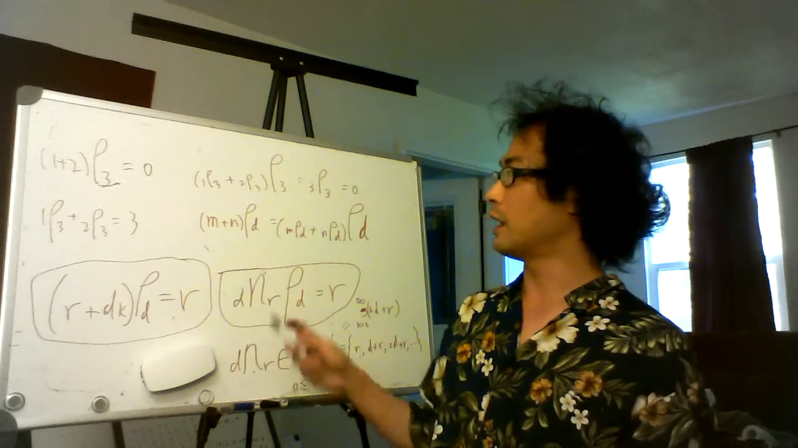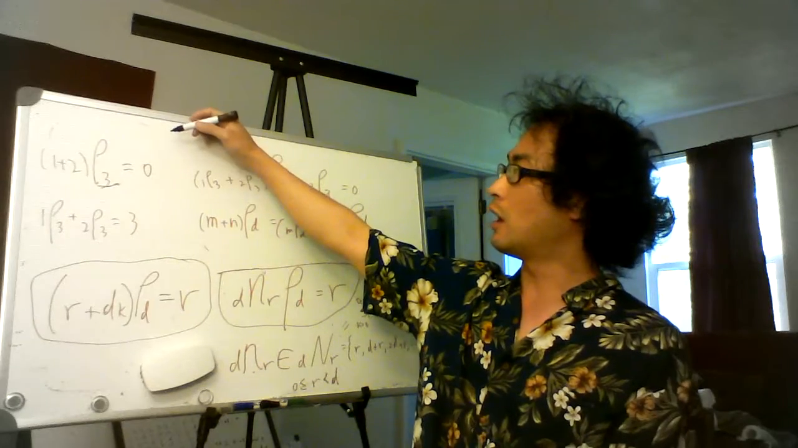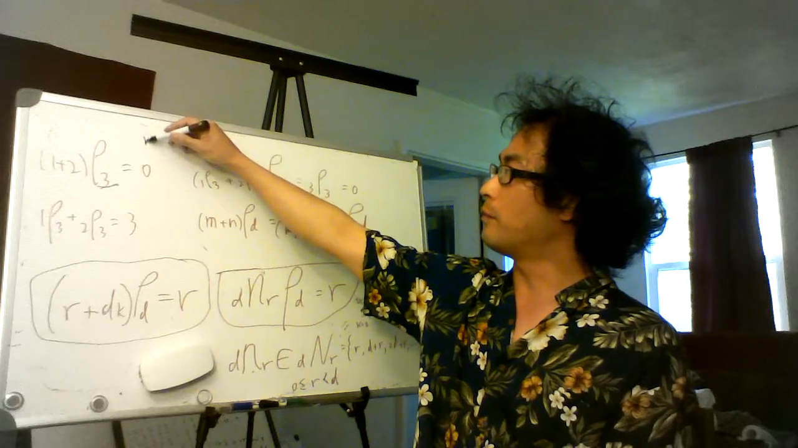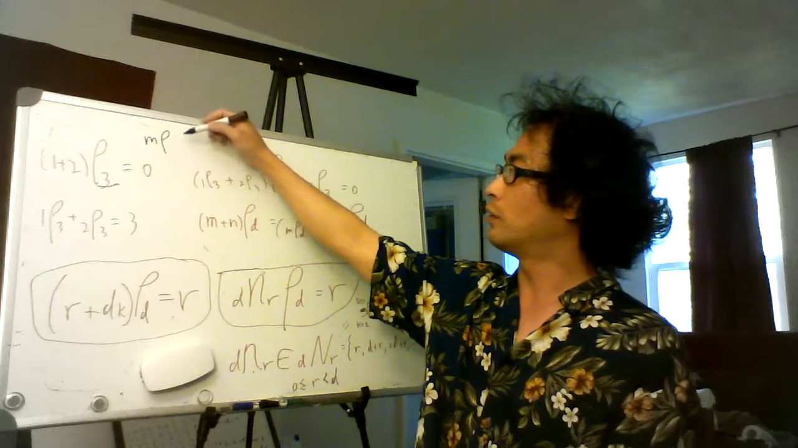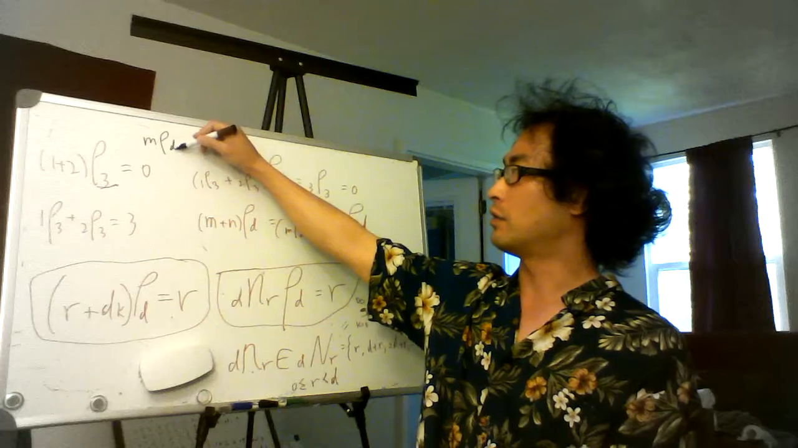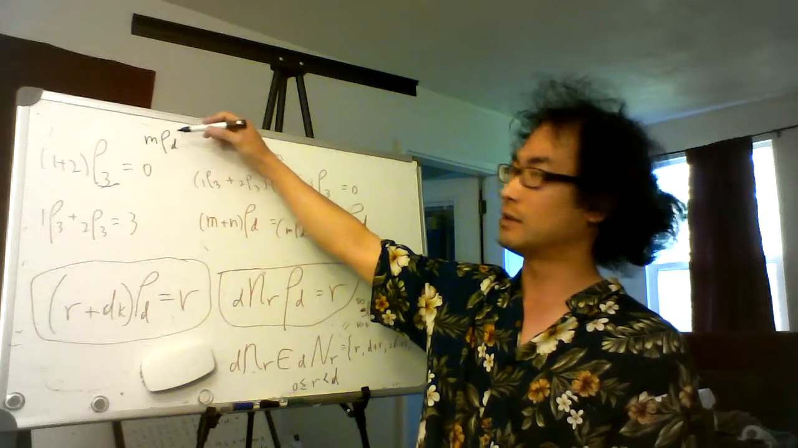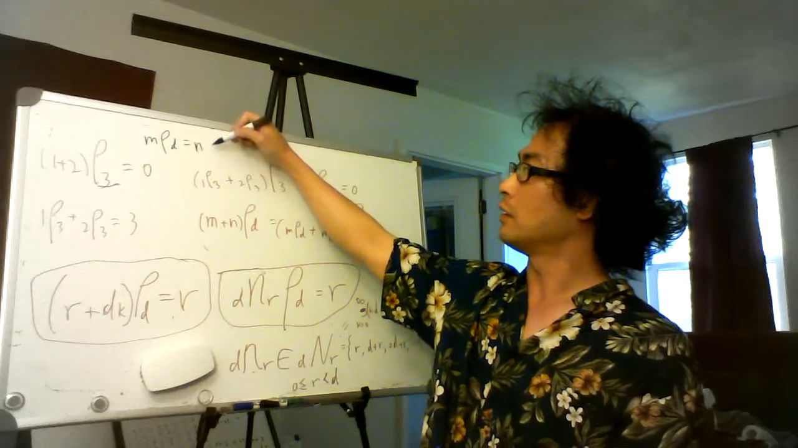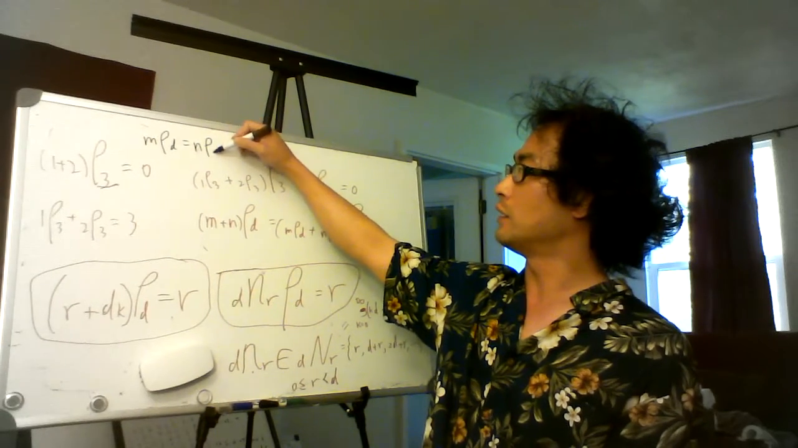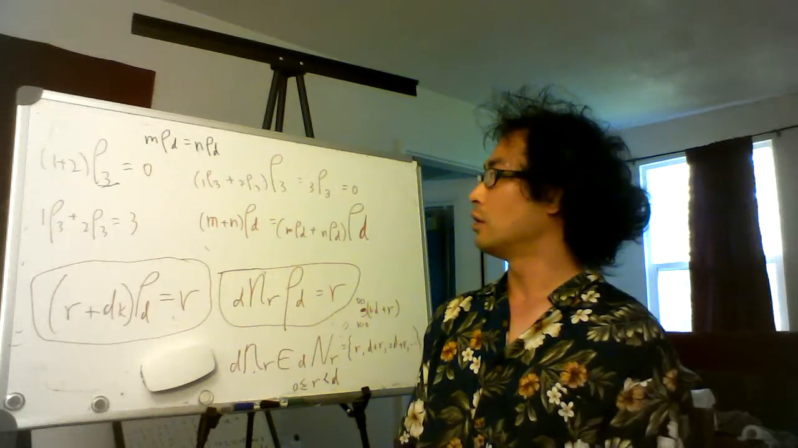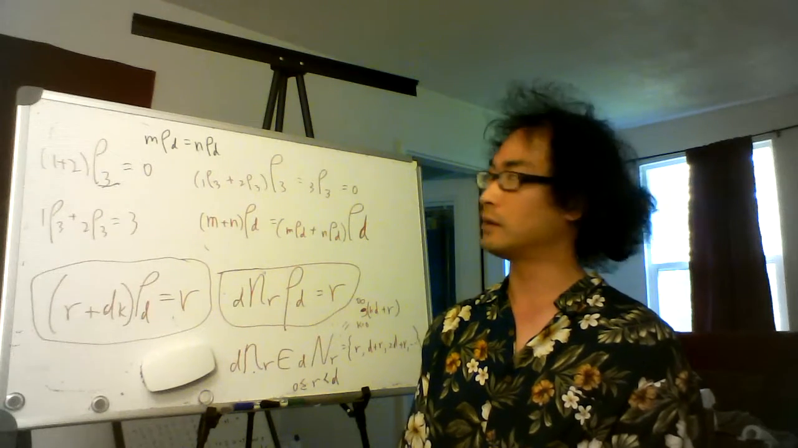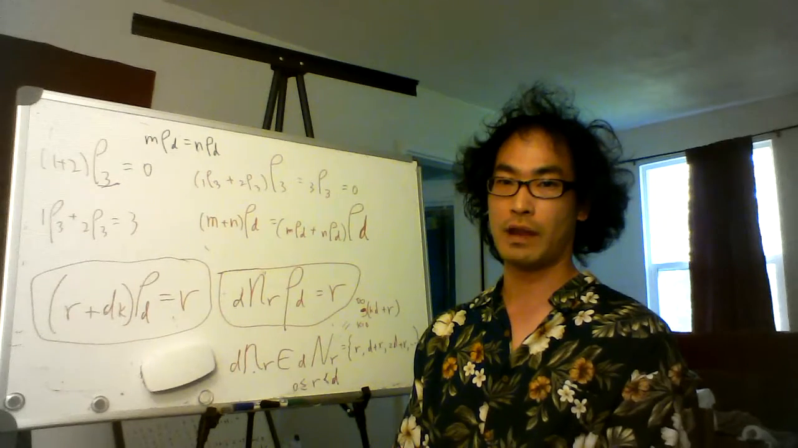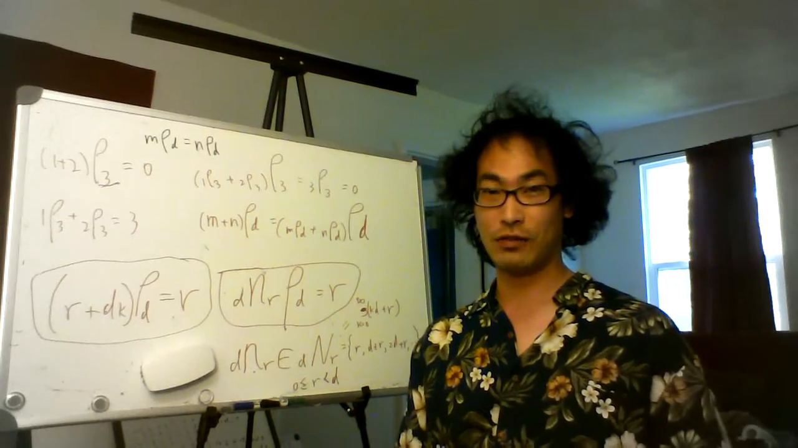I need to write this down too. M rho divisor. M is some number like N, a variable for a number. N rho D. Now we can factor this, because we have two rho D's repeating. Just like multiplication, we can factor it.